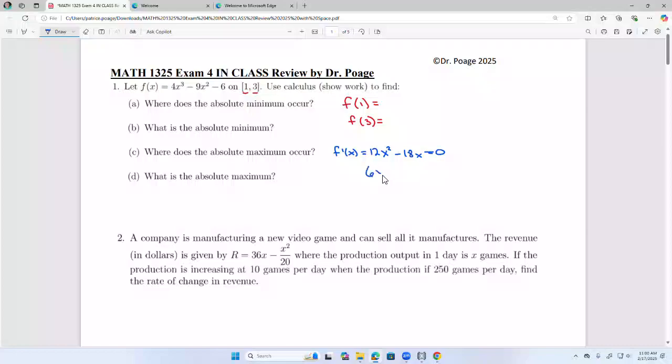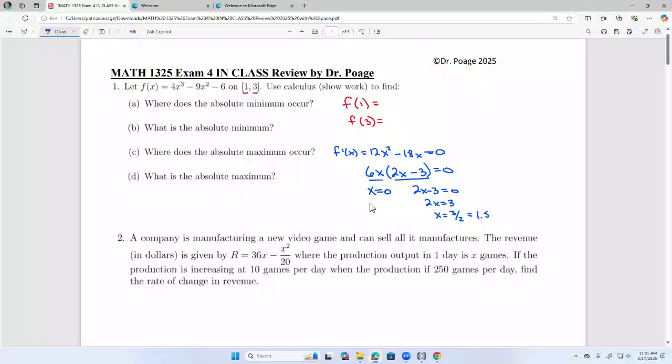I can pull a 6x out of both of those, leaves me with 2x minus 3. So I've got two things equal to 0. So either 6x equals 0, which means x equals 0, or 2x minus 3 equals 0. So 2x equals 3 and x equals 3 halves, which is 1.5.